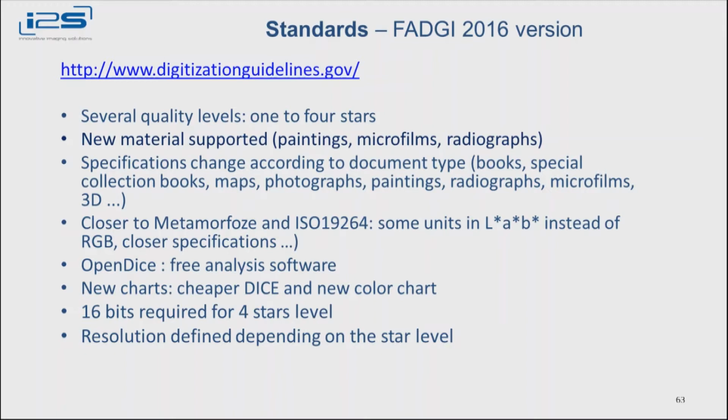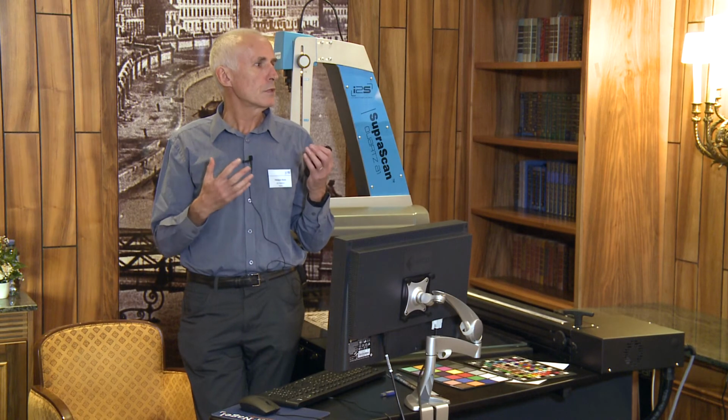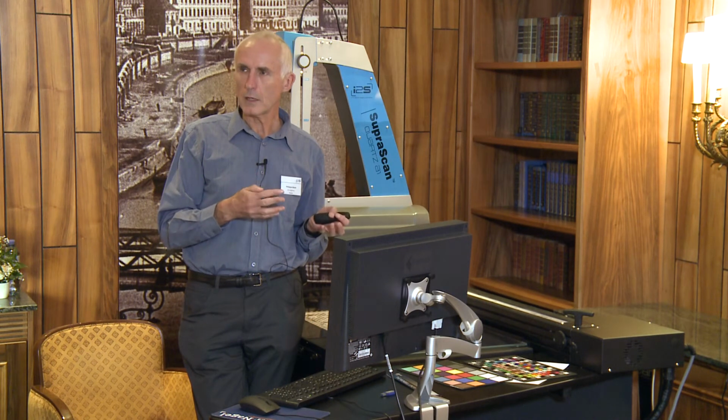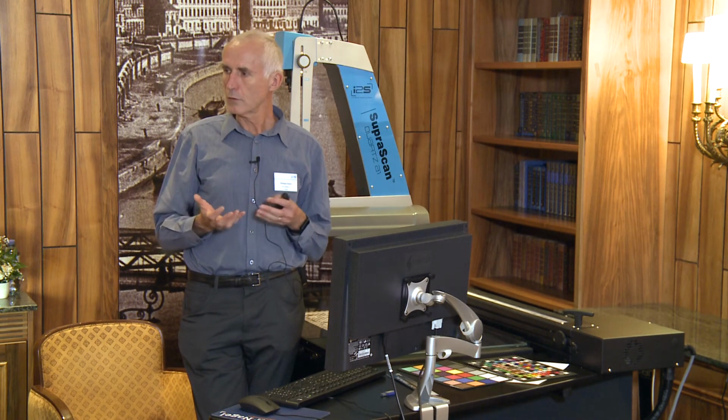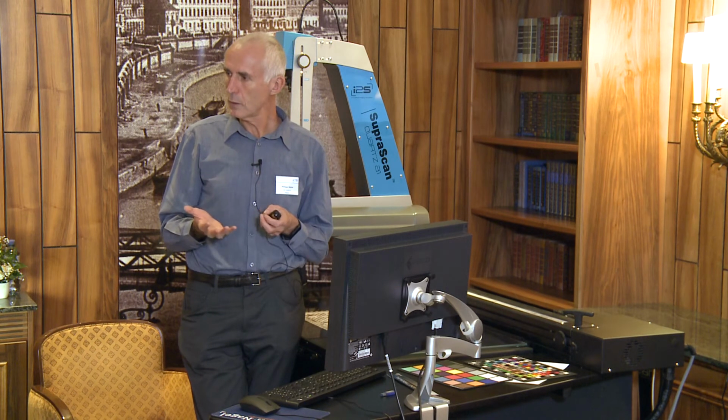They make a big effort on that. I mean, they bought the source code from an existing software, and they made their own software from that. So they really want everybody to use that. What else? Yes, they may require 16-bit sometimes. And something which is good, the resolution depends on the star level you want to reach. So for books, if you want to scan to get 4 star, you have to scan 400 dpi. If you just want 3 star, you can scan 300 dpi.